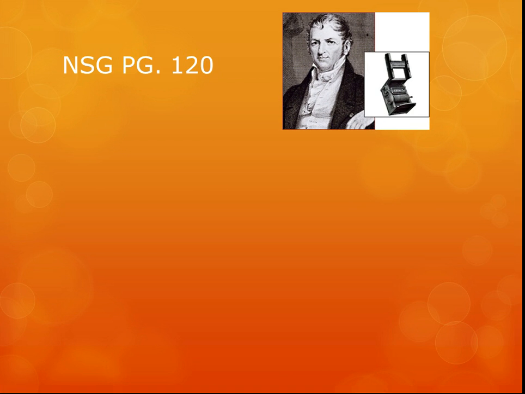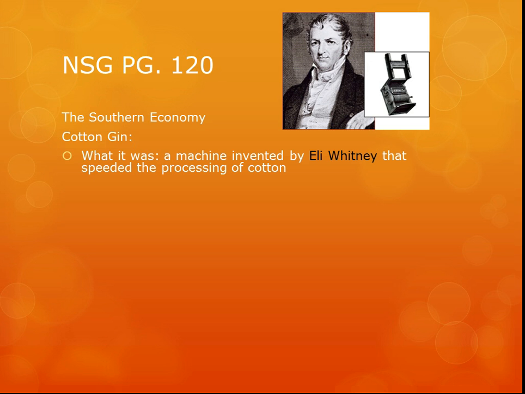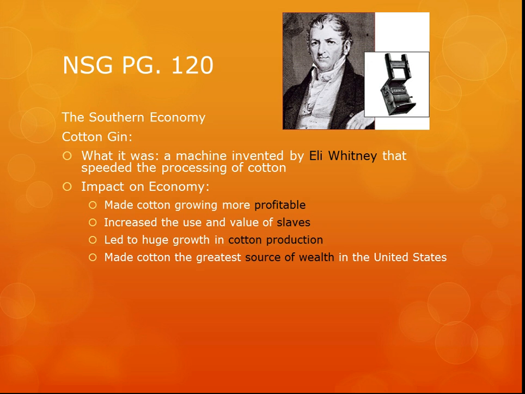All right, so starting on page 120 in the note-taking study guide, we'll start with the Southern economy. It was based on cotton, and the impact of the cotton gin was it was a machine invented by Eli Whitney that sped the process of cotton. And the impact of this was it made cotton growing more profitable, it increased the value of slaves, and it led to huge growth in cotton production. And it was the greatest source of wealth in the United States. Cotton was the greatest single thing that made the United States wealthy.